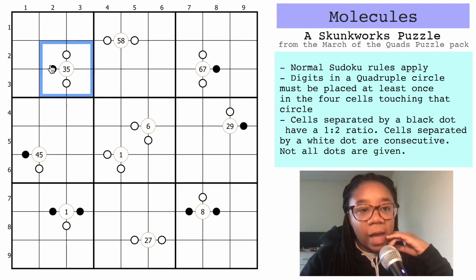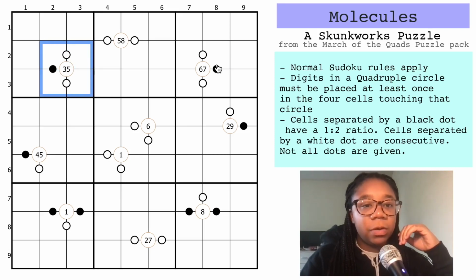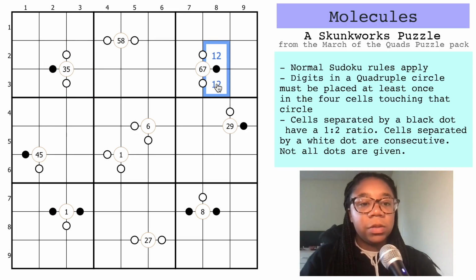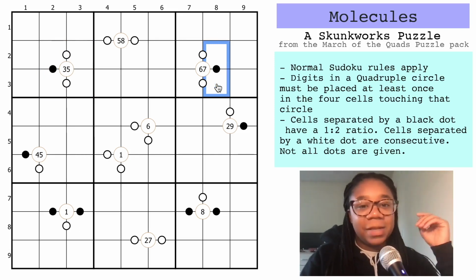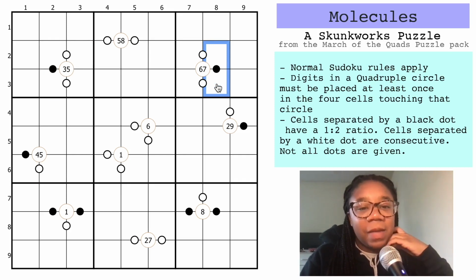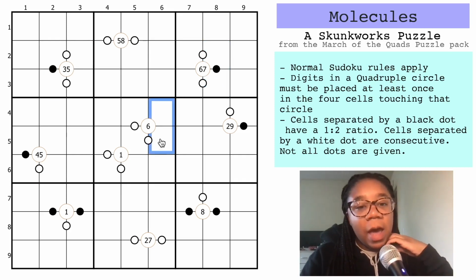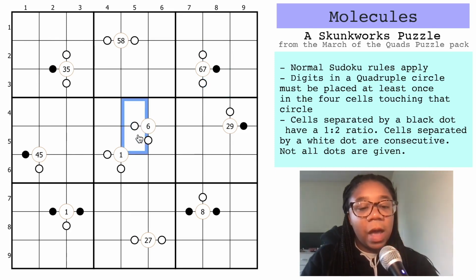Cells separated by a black dot have a 1-to-2 ratio. So something like this could be 1-2 or 2-4, or 3-6 or 4-8. So those are kind of our options. And then cells separated by a white dot have to be consecutive. So if I have something across here, I could do like 5-6 because those two are consecutive digits.